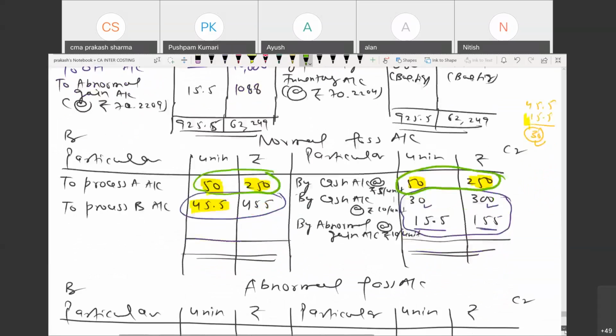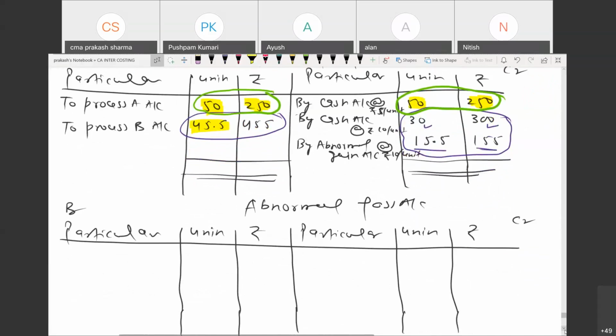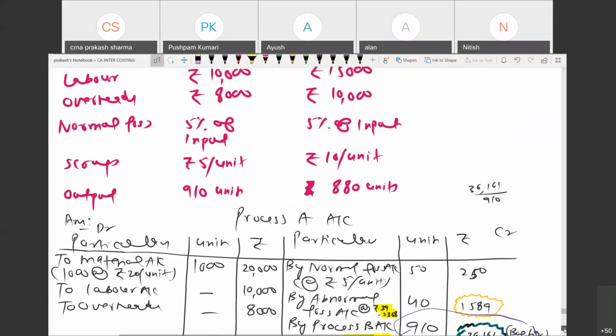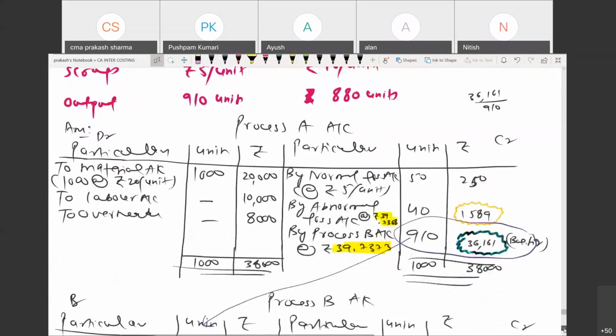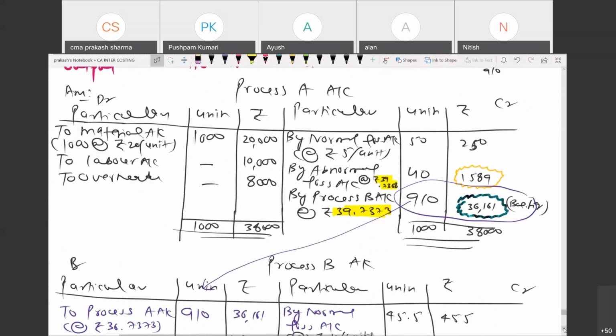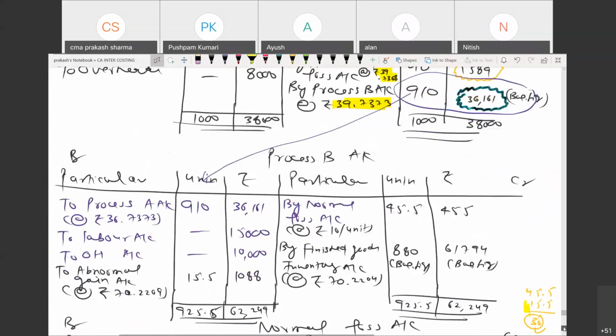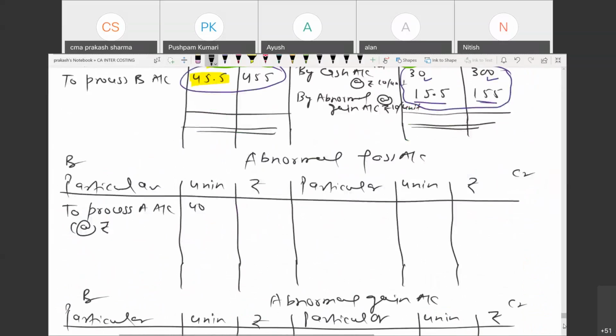Now I am moving toward the next part, which is abnormal loss. We actually got abnormal loss in process A only. So the actual abnormal loss for process A was 40 units, valued at the rate of, I'm going back to my process A account again, 39.7368. So 1589 was the actual cost of our abnormal loss. 1589.